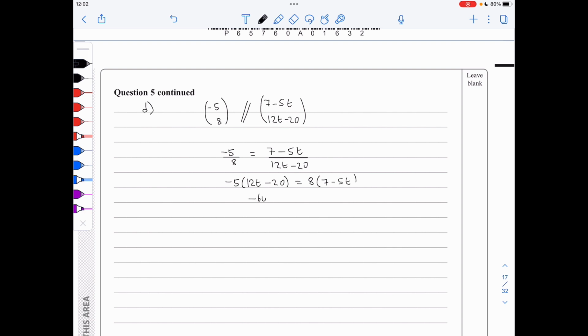So minus 60t plus 100 is equal to 56 minus 40t. So we've got that 44 is equal to 20t, and therefore t is 2.2 seconds, the time at which the particle is moving in the direction of minus 5, 8.